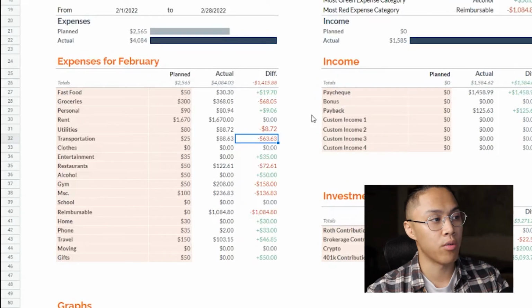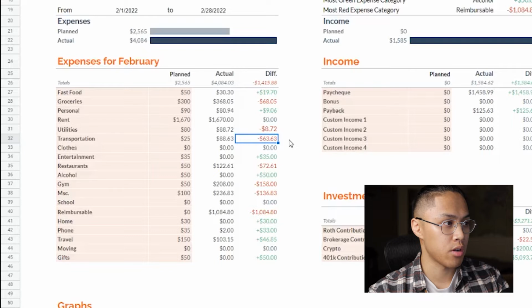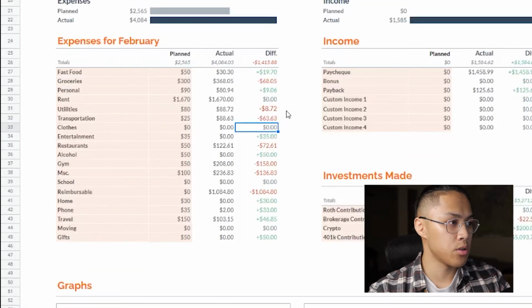So the next category I went over this month was transportation. I spent an extra $63, mostly because I rented a car with my friend. But normally I don't spend that much in transportation. I get a free transit card through work, which lets me basically go anywhere in the city, which is awesome. I love it. And because of that, my transit cost is very low. I spent $0 on clothes this month because I have no drip.